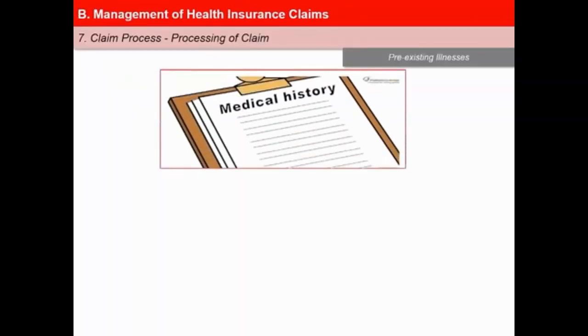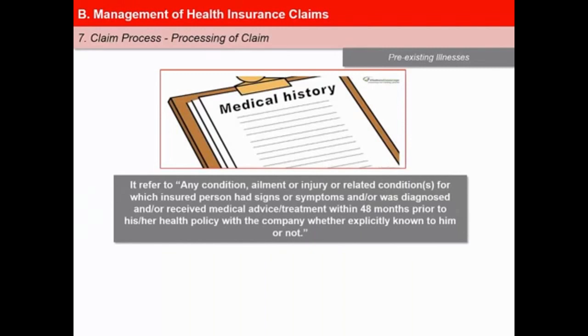Pre-existing illnesses refer to any condition, ailment or injury or related conditions for which the insured person had signs or symptoms and/or was diagnosed and/or received medical advice or treatment within 48 months prior to his or her health policy with the company, whether explicitly known to him or not. The reason for excluding pre-existing illnesses is due to the fundamental principle of insurance that a certainty cannot be covered under insurance.